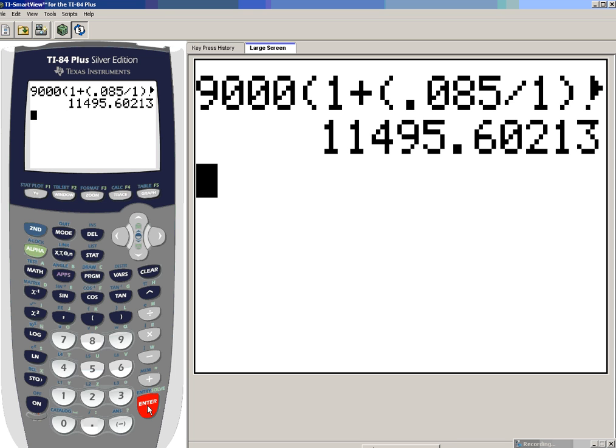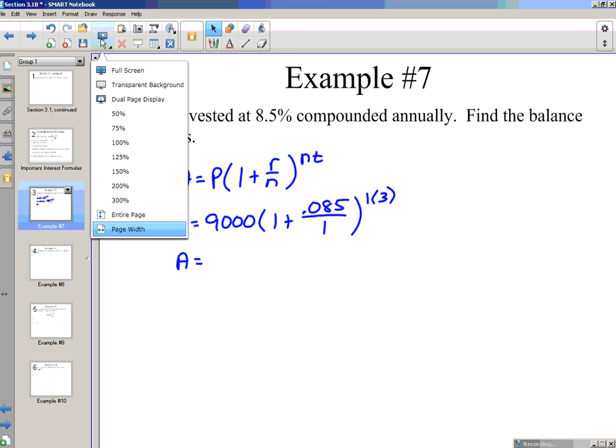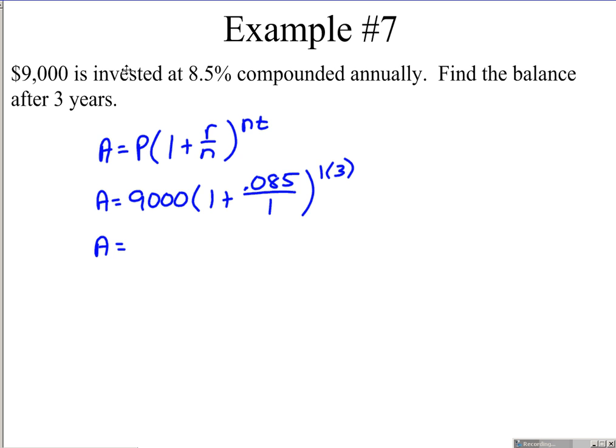Rounding here, remember our rule is to round to 3 decimals unless it does not make sense to do so in the context of the problem, as it would not in this case because we're talking about the dollar amount. We're only going to round to 2 decimal places. We have $11,495.60.